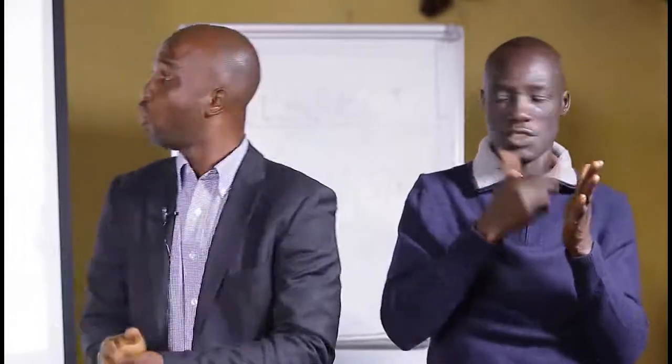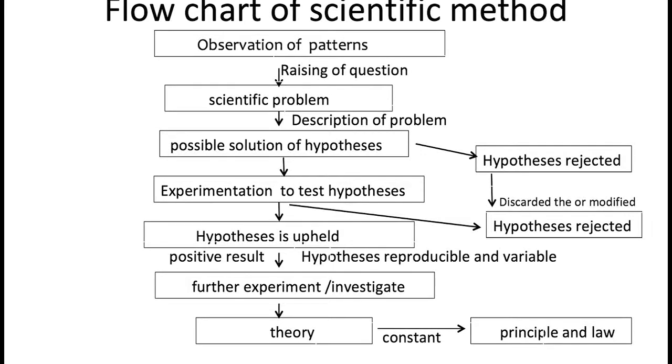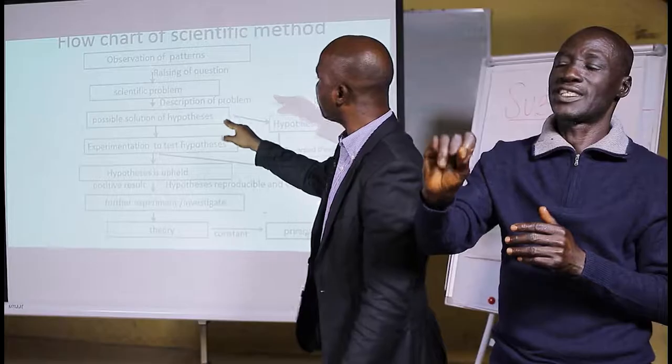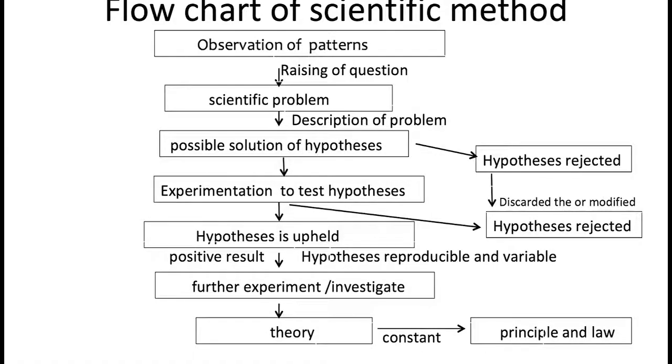I'd like to use a flow chart to explain to you what this scientific method means. You can see that in scientific method, the first thing is to carry out observation. And when you carry out observation, like I said earlier on, you raise questions. These questions become scientific problems. Now, this scientific problem, you try to describe it and propose a possible solution, and it becomes a hypothesis. So the scientific problem leads to a hypothesis. Now you have put forward the possible solution, and what you are looking for you can only find by carrying out experimentation.